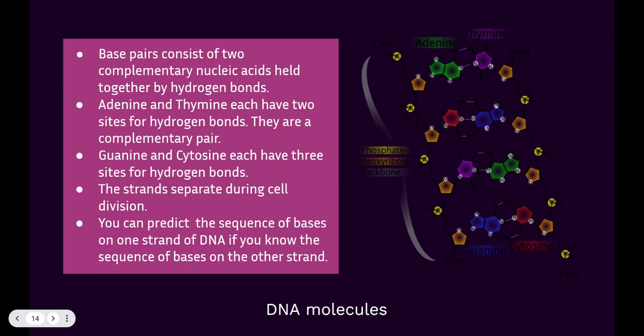The strands separate during cell division. You can predict the sequence of bases on one strand of DNA if you know the sequence of bases on the other strand. This becomes very helpful when we discuss disorders where a mutation causes a change in the base. If you know what you're supposed to have and you're proofreading to see why this person has this disease, it kind of makes sense. One thing that you are going to need to be able to do is to predict the sequence of bases on a strand of DNA by looking at the sequence of bases on the opposite strand.